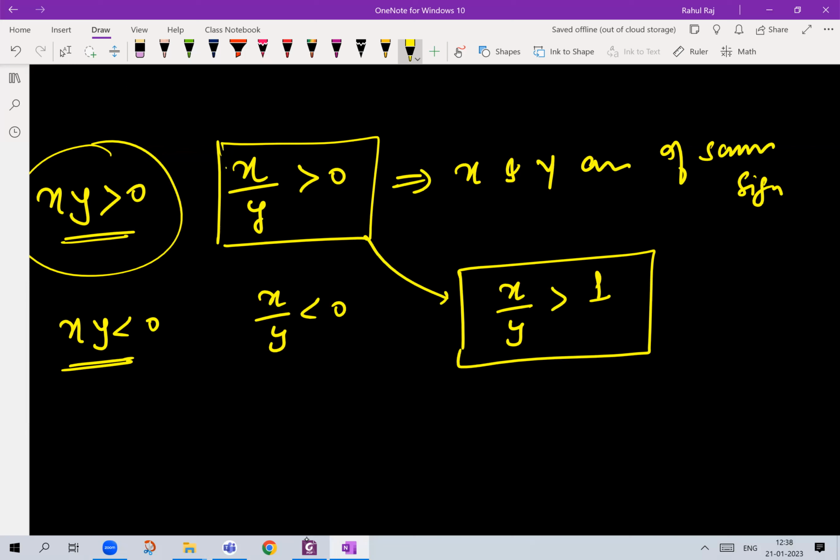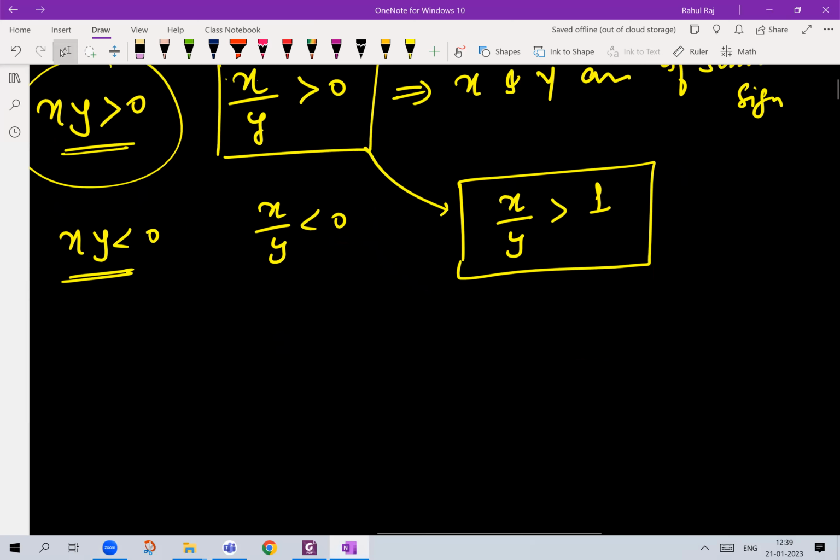Anyone, please? X and Y are of the same sign? Same sign, in case of greater than 0. Obviously, if x over y is greater than 1, they will be of the same sign, but it comes with some condition. Y should not be equal to 0. X should be greater than Y. Absolutely, because now you will take two cases.